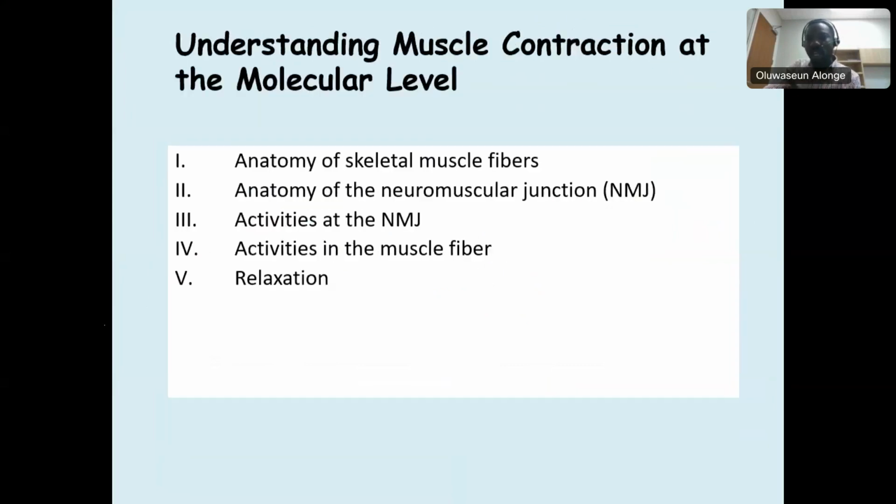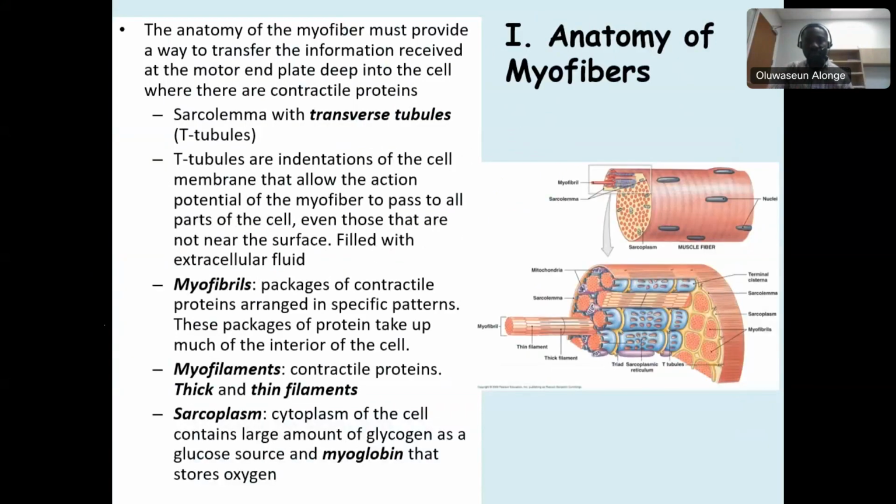All right, so here I will start to look at the anatomy of the muscles. I want to pay very close attention. I'm looking at the anatomy of the skeletal muscles. I'm going to look at the anatomy of the neuromuscular junction, meaning that junction between the neuron and the muscles, the activities that happen there, the activities that happen in the muscle fibers, and how relaxation happens. All right. So they are very interesting sections that we will be looking at now.